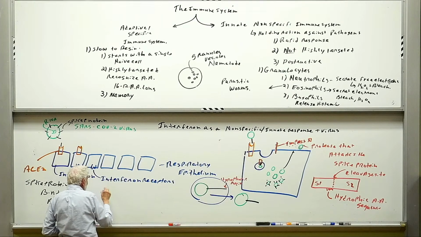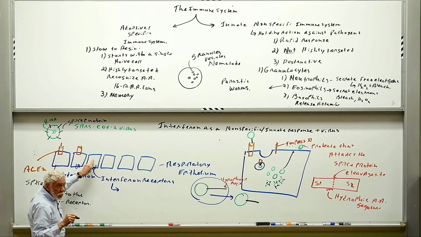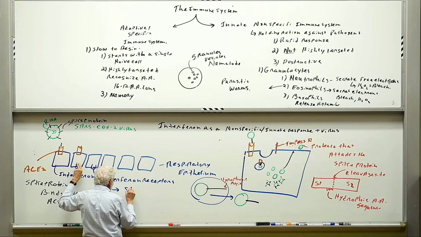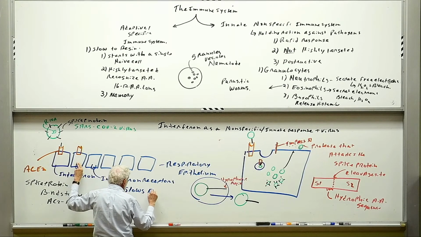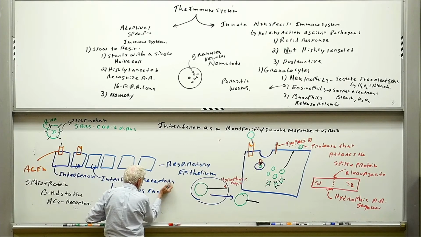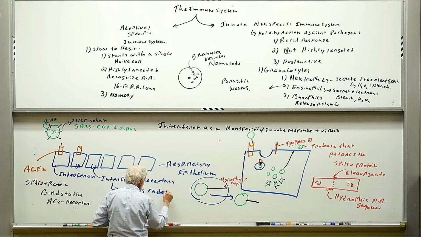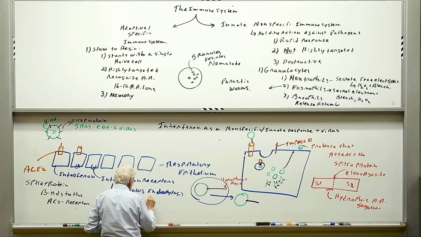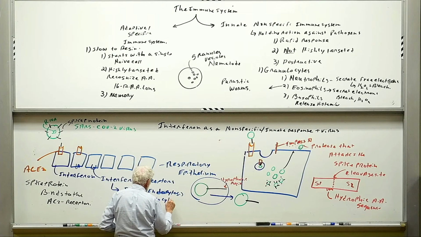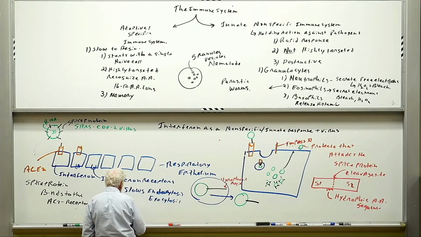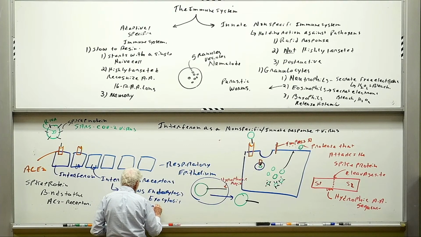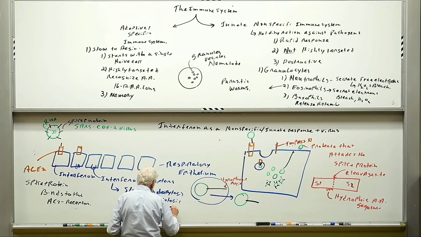And when the interferon binds to the interferon receptors, this now leads to a change in the metabolism of these cells. The binding of interferon to the interferon receptor of these remaining cells, which presumably have not yet been infected, this slows endocytosis. It slows exocytosis. It slows protein synthesis.